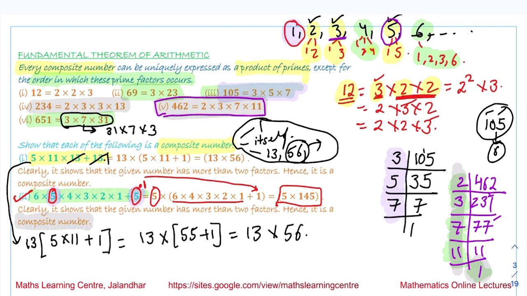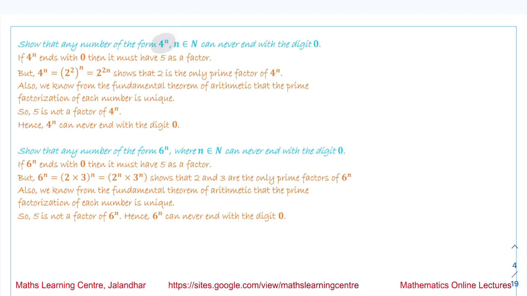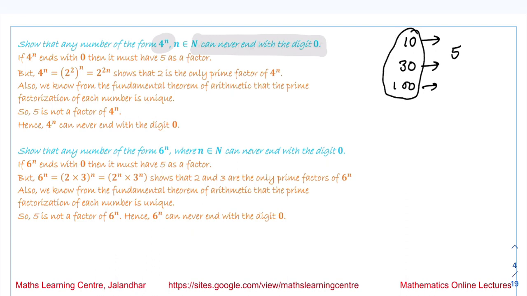The next question we have is, show that any number of the form 4 raised to the power n can never end with the digit 0. For this we are saying that if a number is ending with the digit 0, it means 5 will be one of its prime factors. Any number, say 10, say 30, say 100: for all these numbers, 5 will be a prime factor.